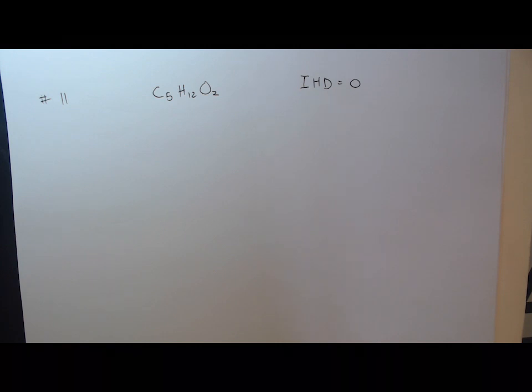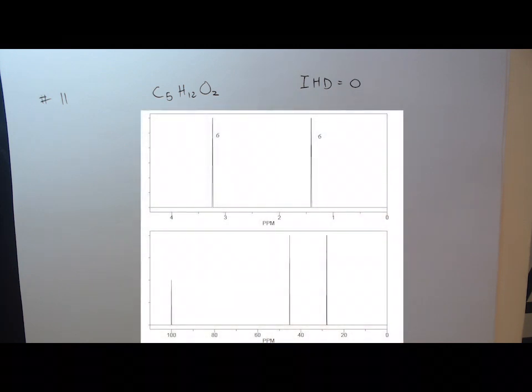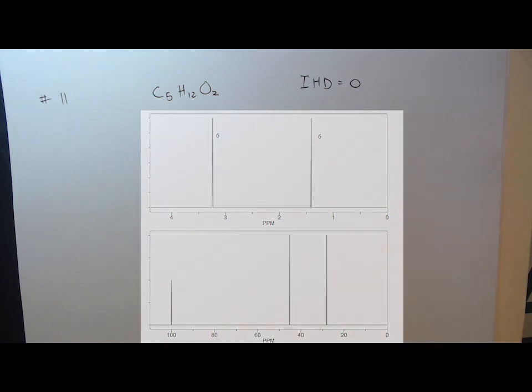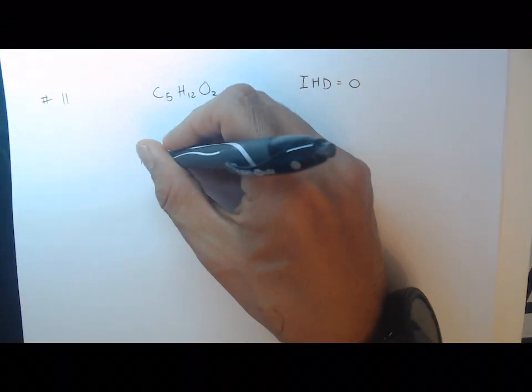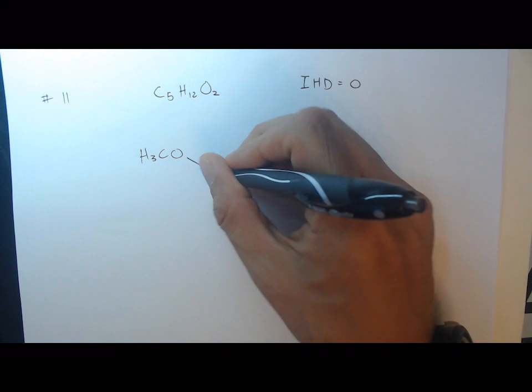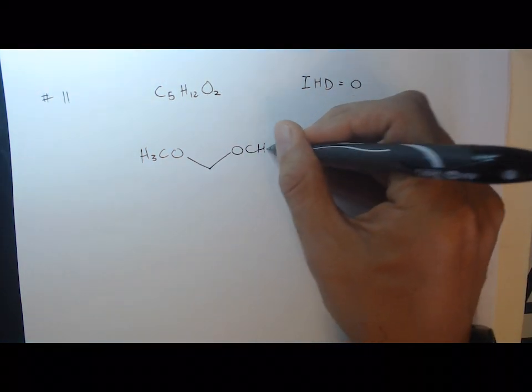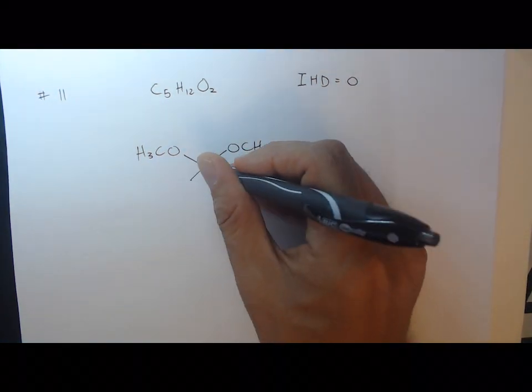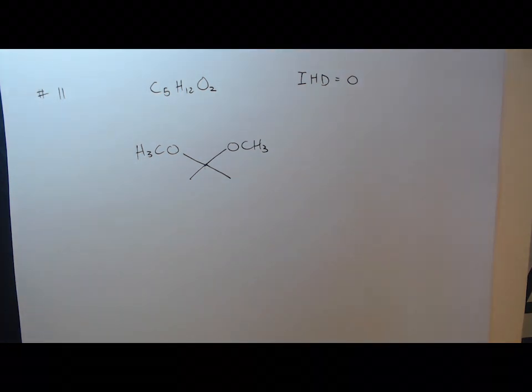Additionally, if you take a look at the spectra, there's a high degree of symmetry here. We only have 2 hydrogen types and only 3 carbon types. There is only one possible way to put this together. So let me go ahead and draw it out. This is the only possible way that you can put this compound together and have that level of symmetry. There we go. And that is the answer for number 11.